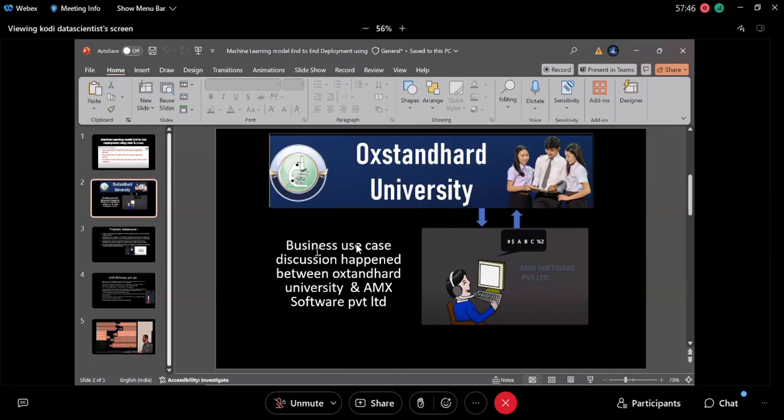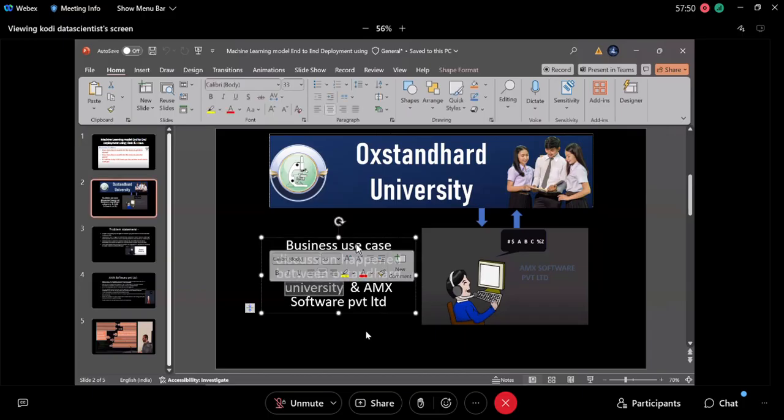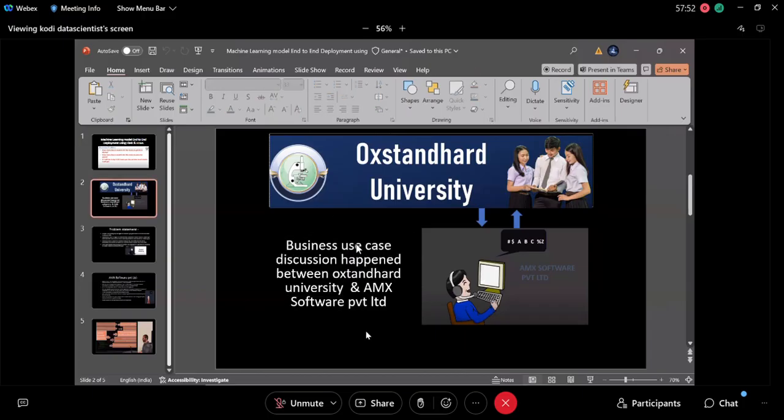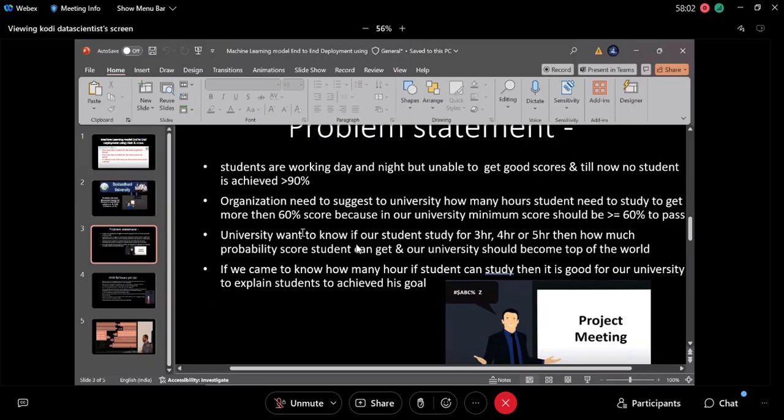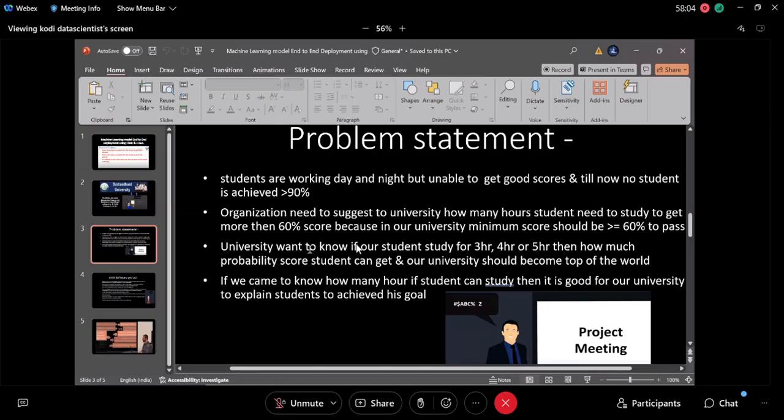So this business use case discussion happens between a university and a software company. Understood? The discussions happen between whom? A software company and a university. Great. What is the problem statement? Students are working day and night but unable to get a good score. Until now, no student has achieved greater than 90%.